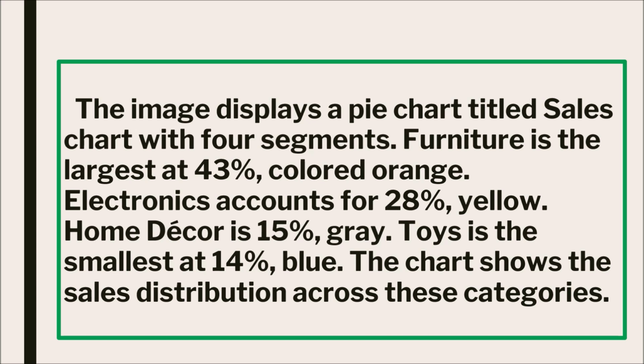The image displays a pie chart titled Sales Chart with 4 segments. Furniture is the largest at 43%, colored orange. Electronics accounts for 28%, yellow. Home decor is 15%, gray. Toys is the smallest at 14%, blue. The chart shows the sales distribution across these categories.